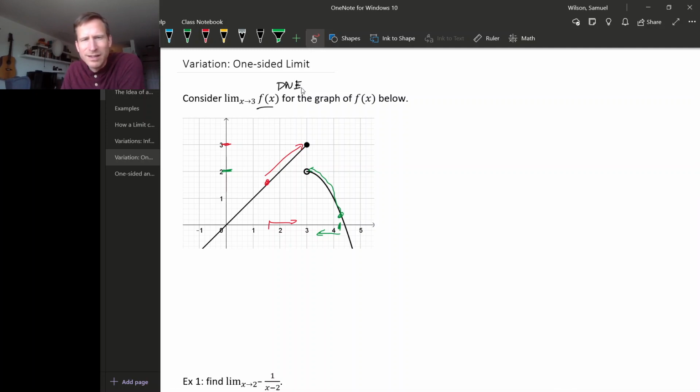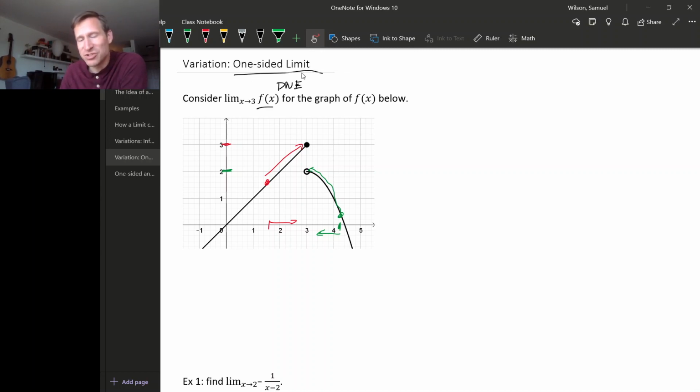But the reason that it doesn't exist is not that approaching from one side or the other is problematic. It's just that the two sides don't agree. So you might think, well, why don't we just throw away one side or the other? Why don't we just concentrate on one side or the other? And we can do that. And that's the idea of a one-sided limit.